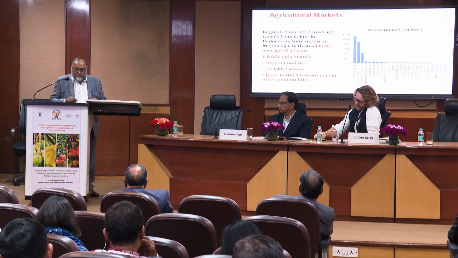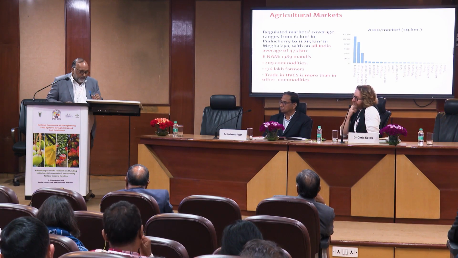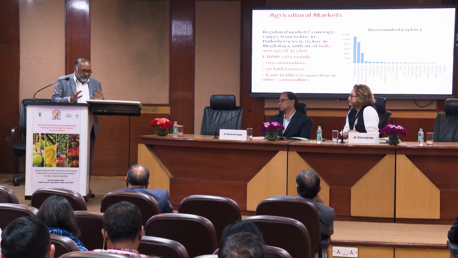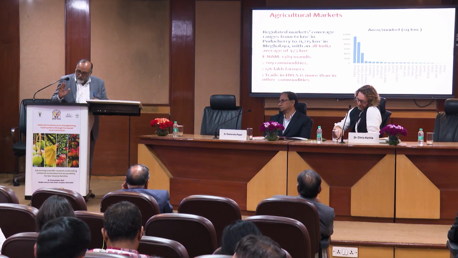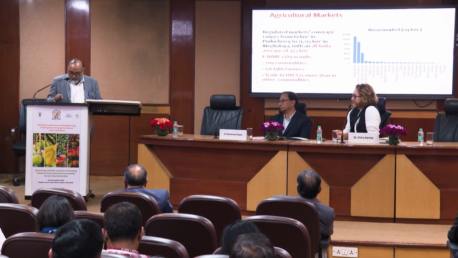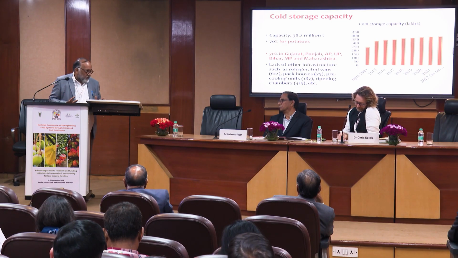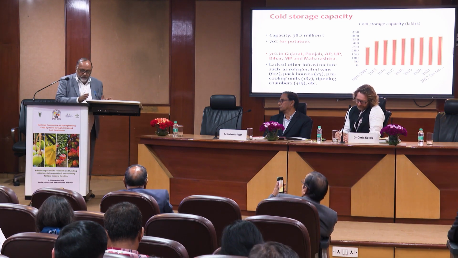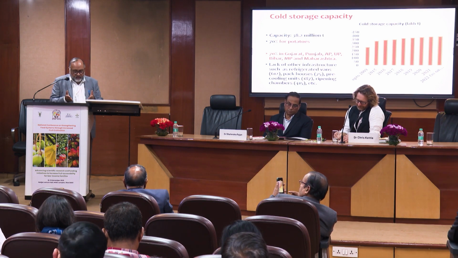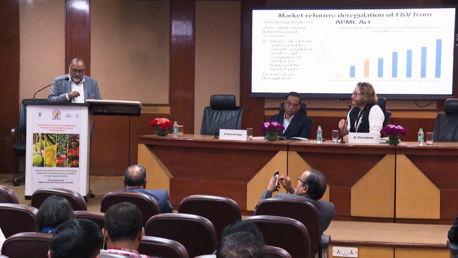Okay. Agricultural markets are a big issue in India. Growth in markets has not kept pace with the growth in production of horticultural commodities. Cold storage capacity is extremely low, and 70% of the cold storage is mainly for potatoes. And of course, refrigerated vans, pack houses, cooling units, etc., are very few in the country.